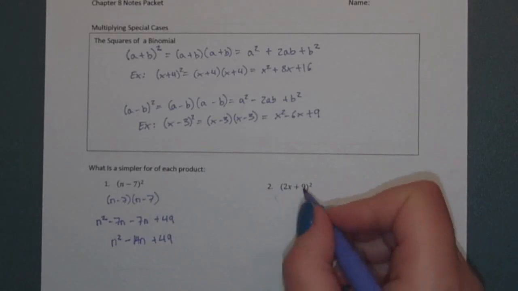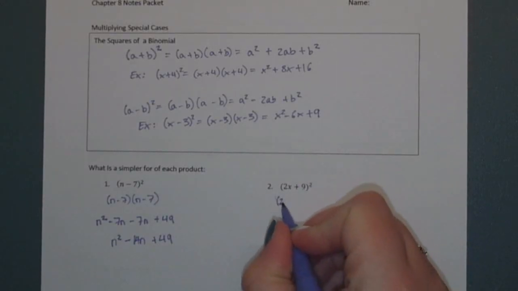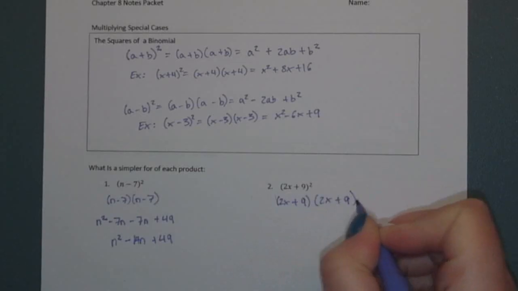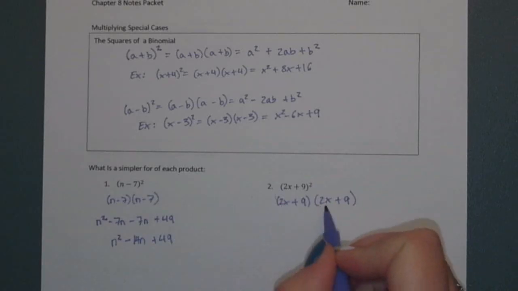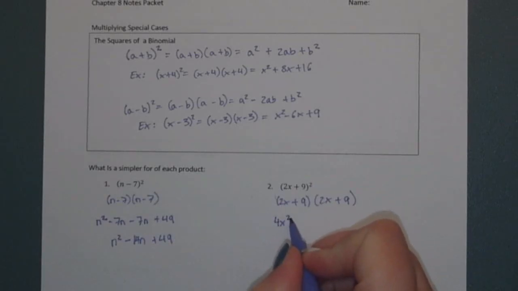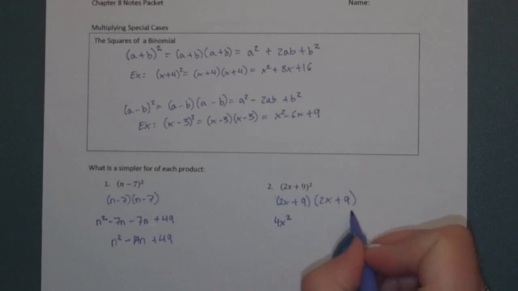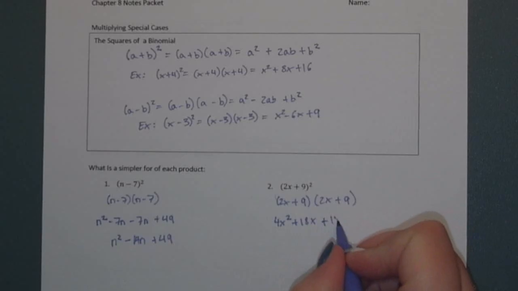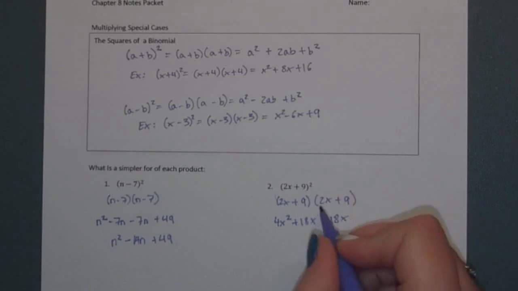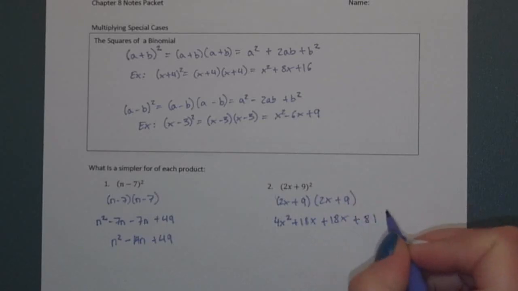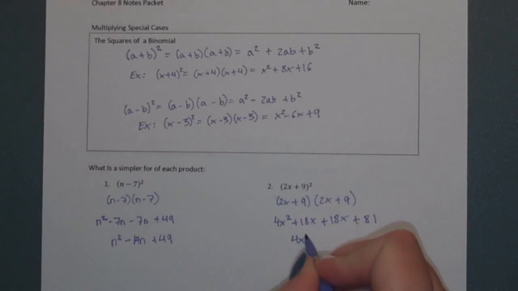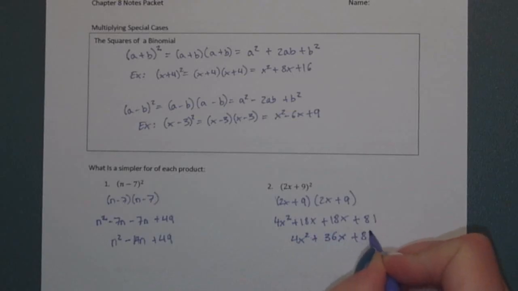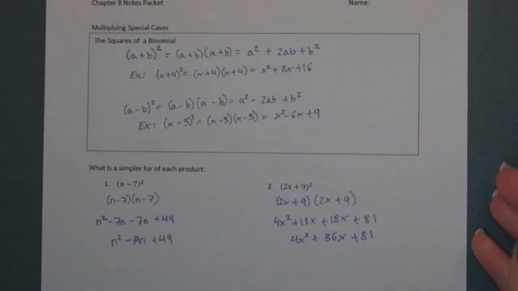Alright, let's try the same thing over here. We got the squared again on the parentheses, so we get two parentheses. And then we start FOILing. So first, 2x times 2x is 4x squared. Outside, 2x times 9 is 18x. 9 times 2x for the inside is also 18x. And 9 times 9 for the last is 81. Combine like terms by adding the middle two terms, and we get 4x squared plus 36x plus 81.